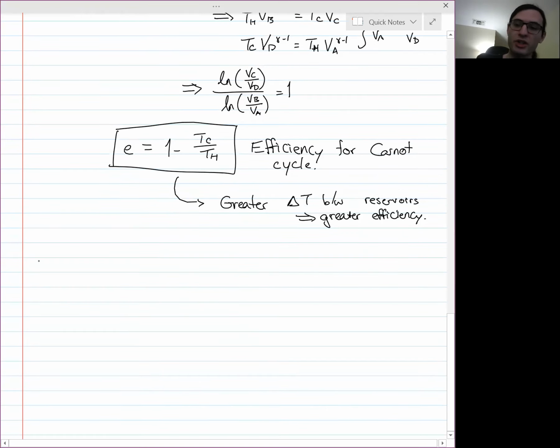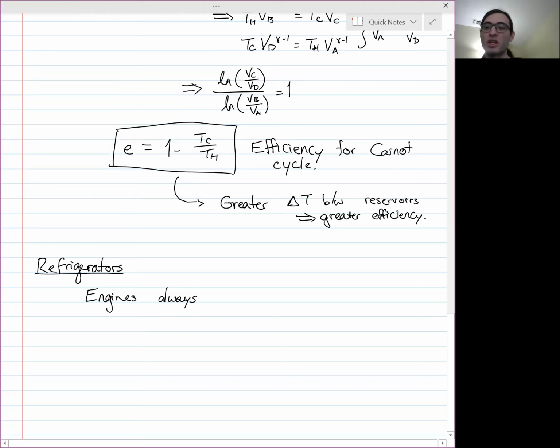Right. So we're going to move on to another very closely related topic, which is refrigerators. So maybe you guys have guessed, in all of the diagrams that we've drawn so far, engines are always like the Otto cycle, the diesel cycle, the Carnot cycle. These are all engines. The engines always have clockwise PV diagrams. So what happens if you reverse those? I mean, you could, in theory, draw a diagram that has the same processes but reversed.